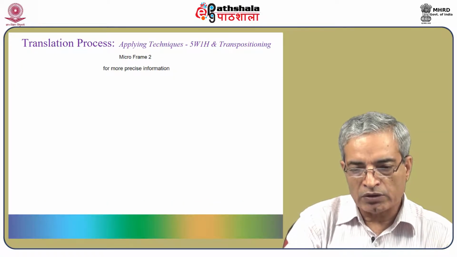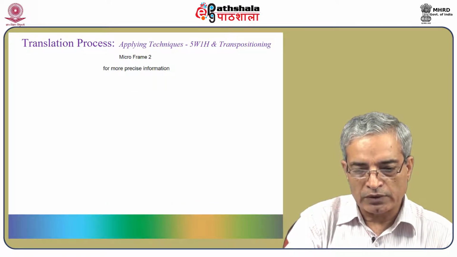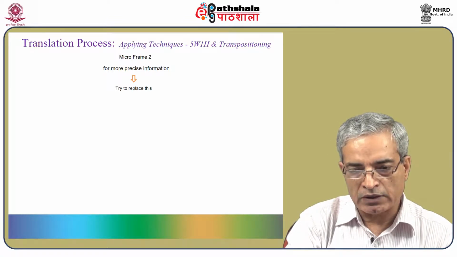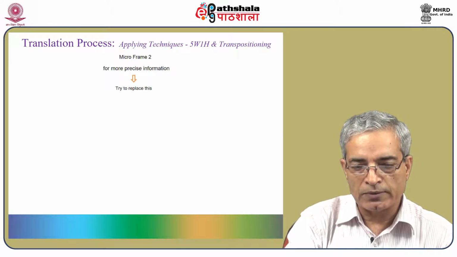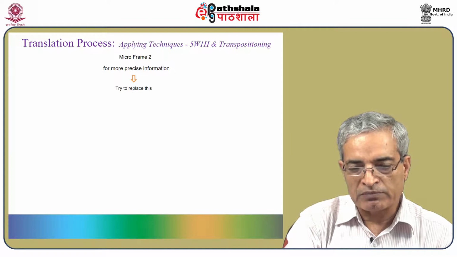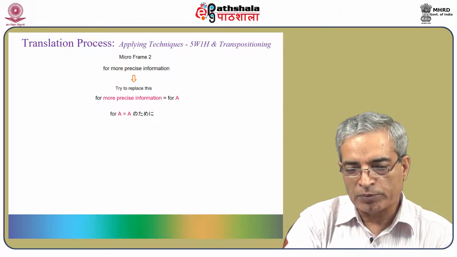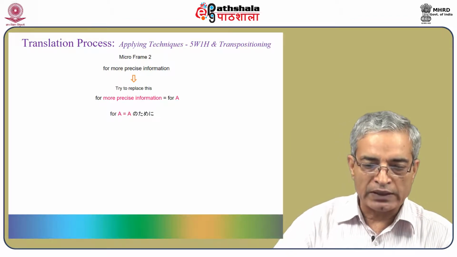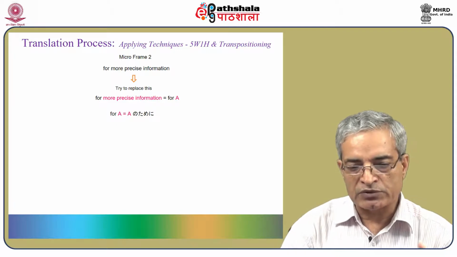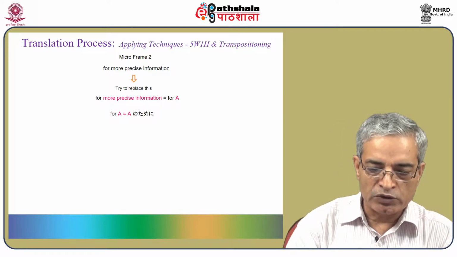Let's do the same thing on microframe 2 through a different process, the process which we had used earlier also, by replacing or simplifying the portion. So for more precise information, it's for A, that is, more precise information becomes A, and for A is A no tameni.